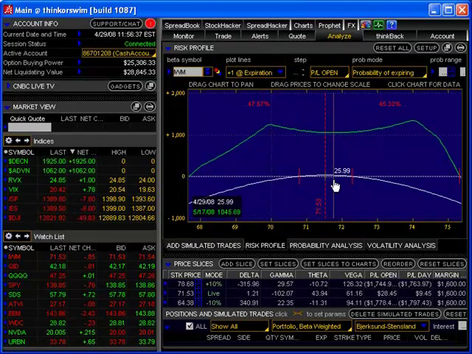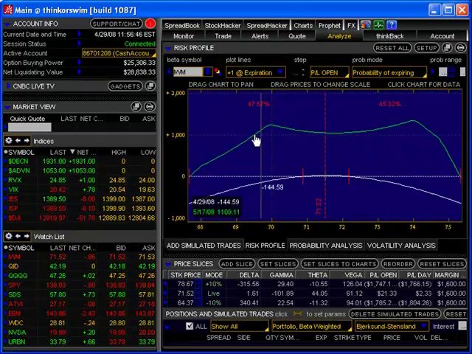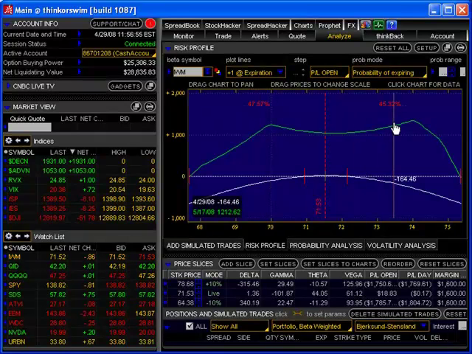And here's where it gets really, really interesting. As I mentioned, our margin is only $1,600. Okay? I want you to take a look at this green line for a second, because this green line is our maximum profit potential in this position.